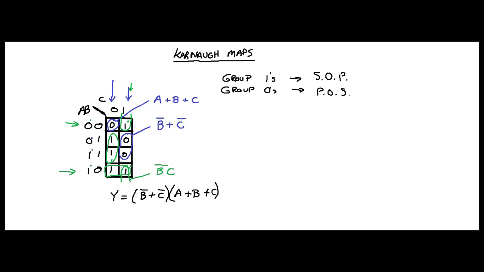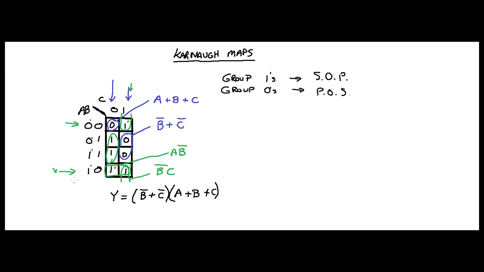Let's look at this one over here. Now this one you have a 1 over here, and you're grouping it with this one over here on the right. So you can see this is the row you're going to use. The group is completely in that one row. So that's going to be A, B bar.